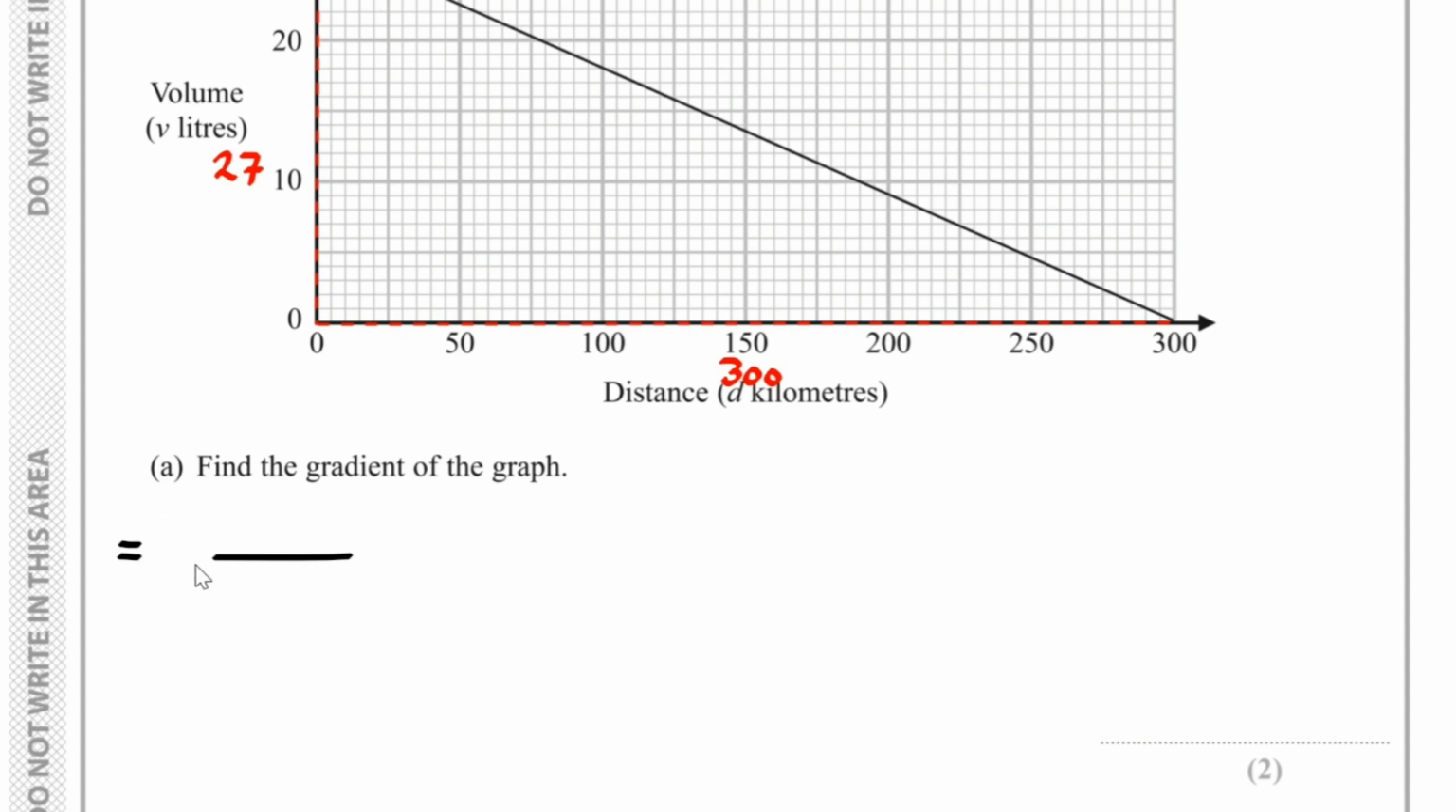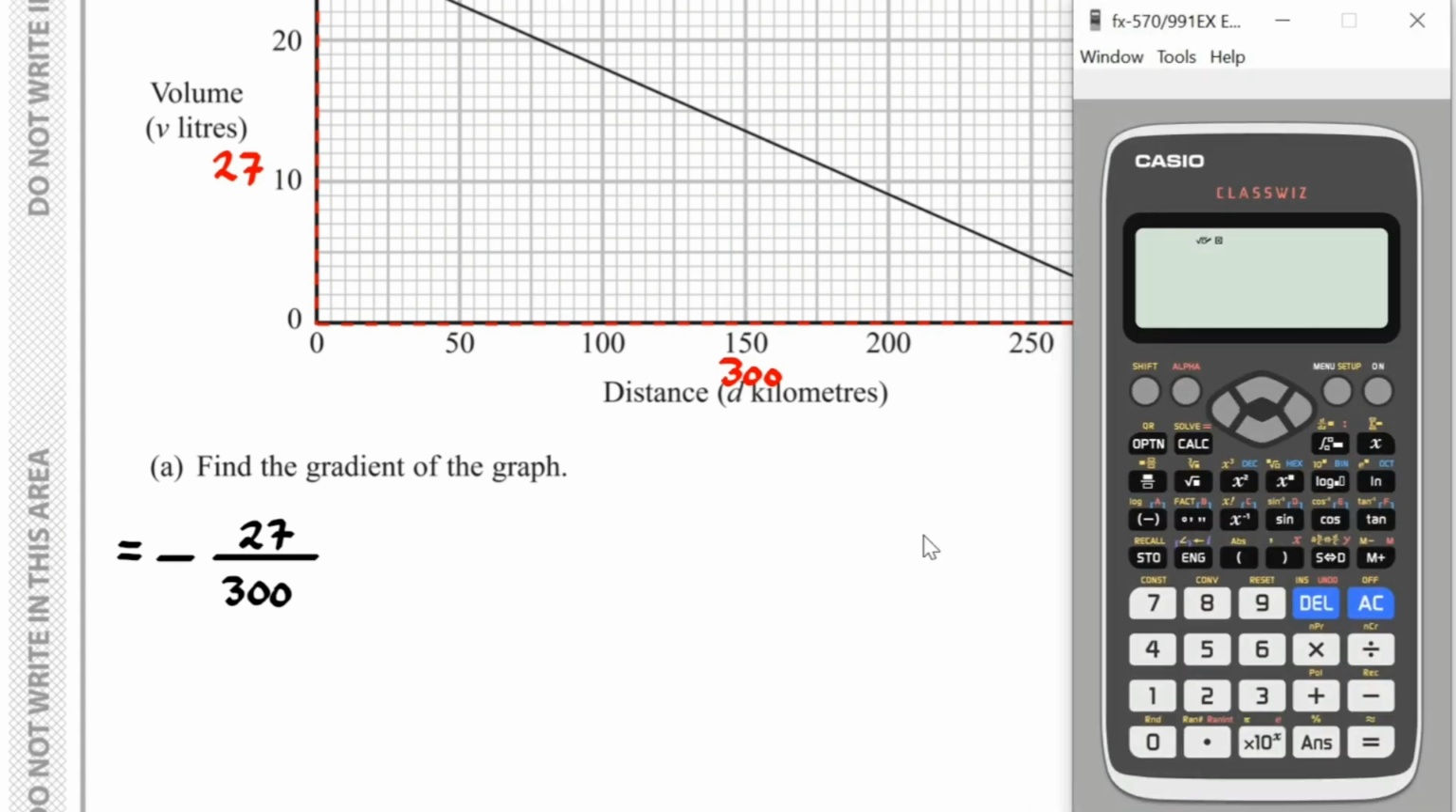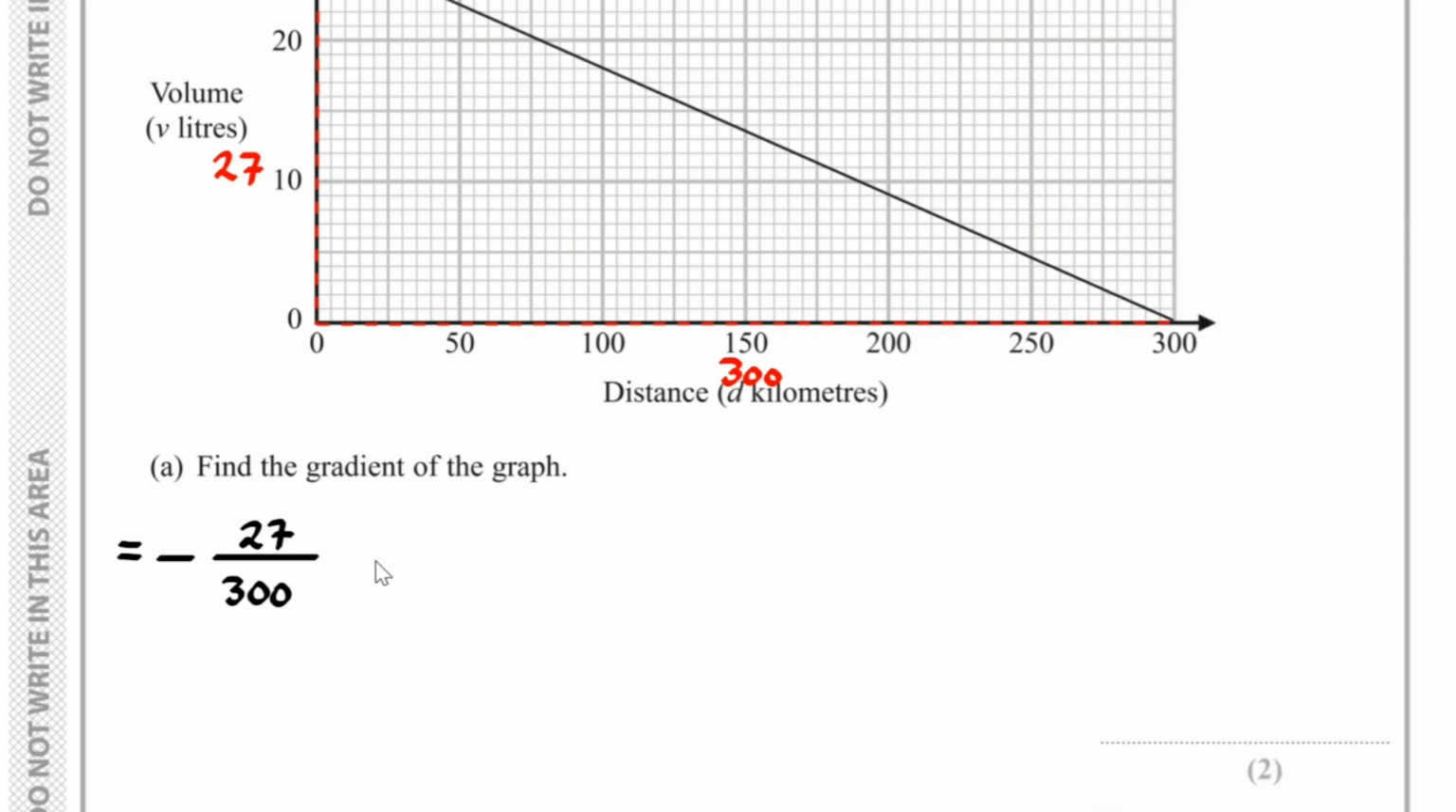We have negative 27 over 300. And if we work out what this is, we get minus 0.09. So we have minus 0.09.